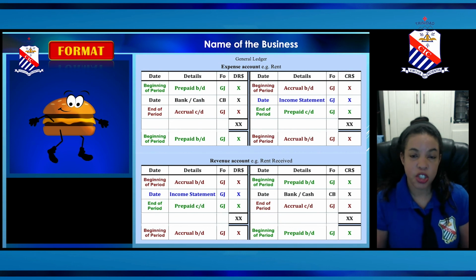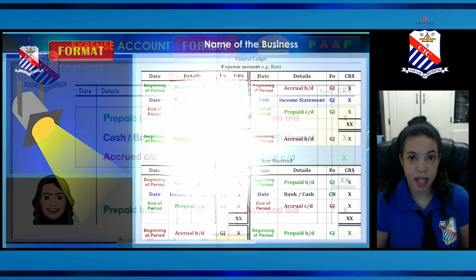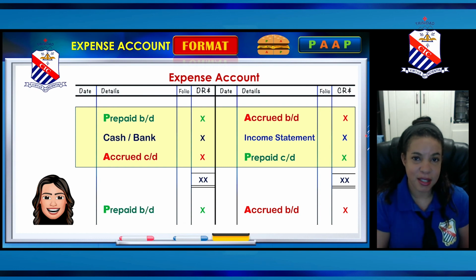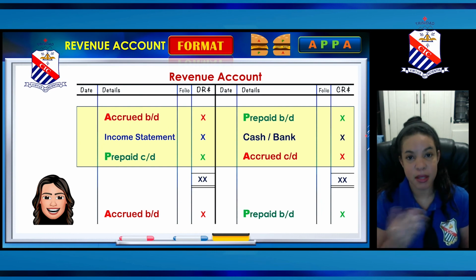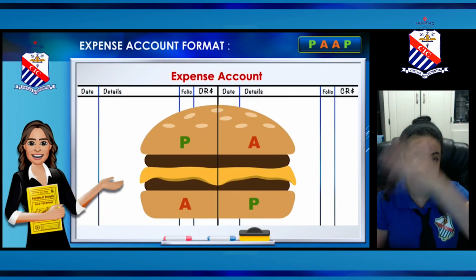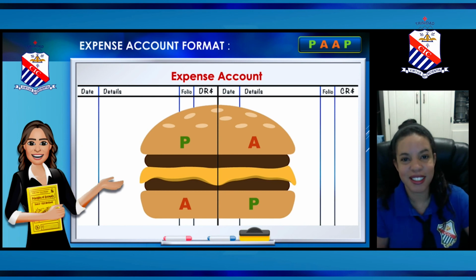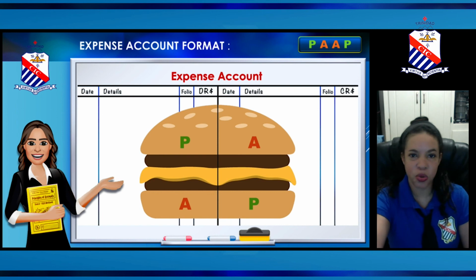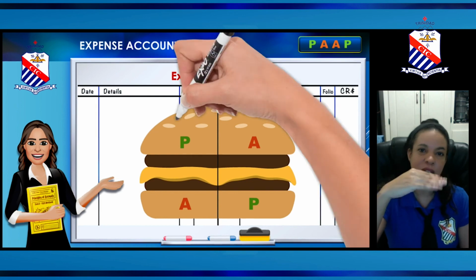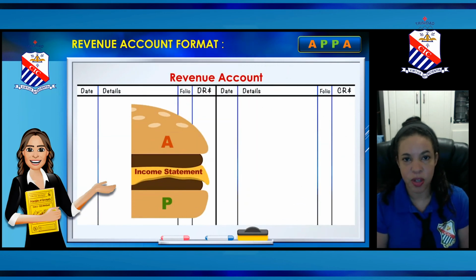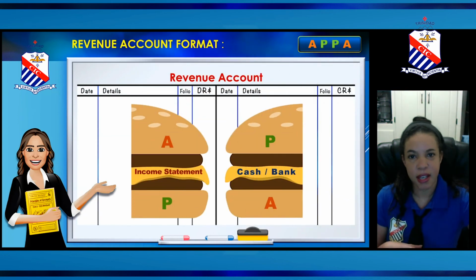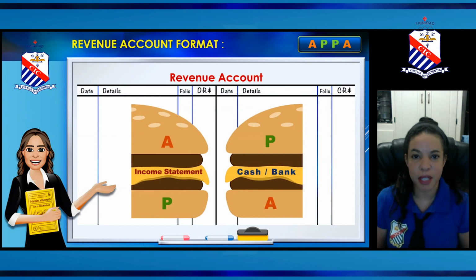We have suggested a way that you would remember the format, and that is PAAP for the expenses, and you just switch it for the revenue and it becomes APPA. So PAAP, and we use the ridiculous burger to signify that between the two, the PAAP, there is the cash and bank and the income statement, and the same thing for the revenue. For the APPA, there is still the cash and bank and the income statement. Right, so just remember that.